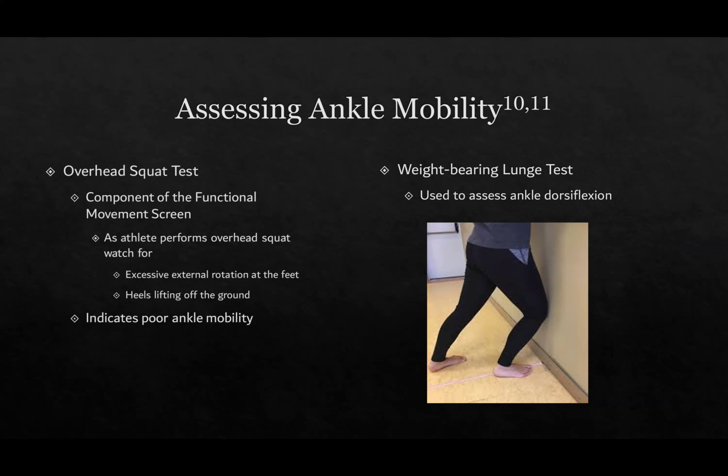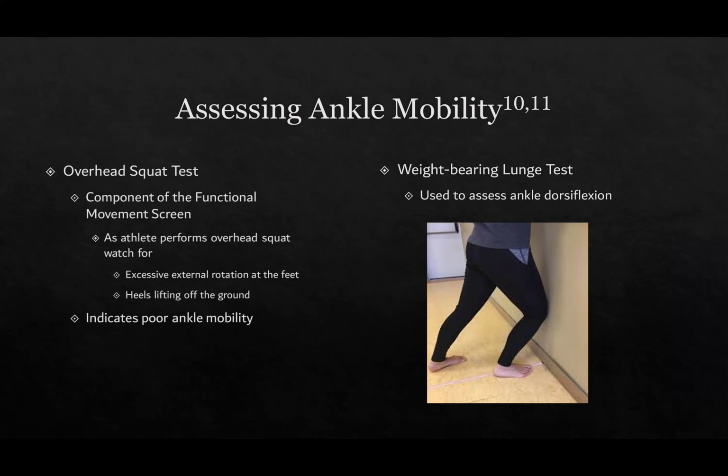To assess for dysfunction in ankle mobility, the athlete performs an overhead squat, and as they're performing this, we watch for excessive external rotation at the feet and or if their heels lift off the ground as they try to achieve a deeper squat. These are two compensation patterns that indicate poor ankle mobility, which will assist in determining the appropriate corrective strategies to address movement dysfunction at the ankles.